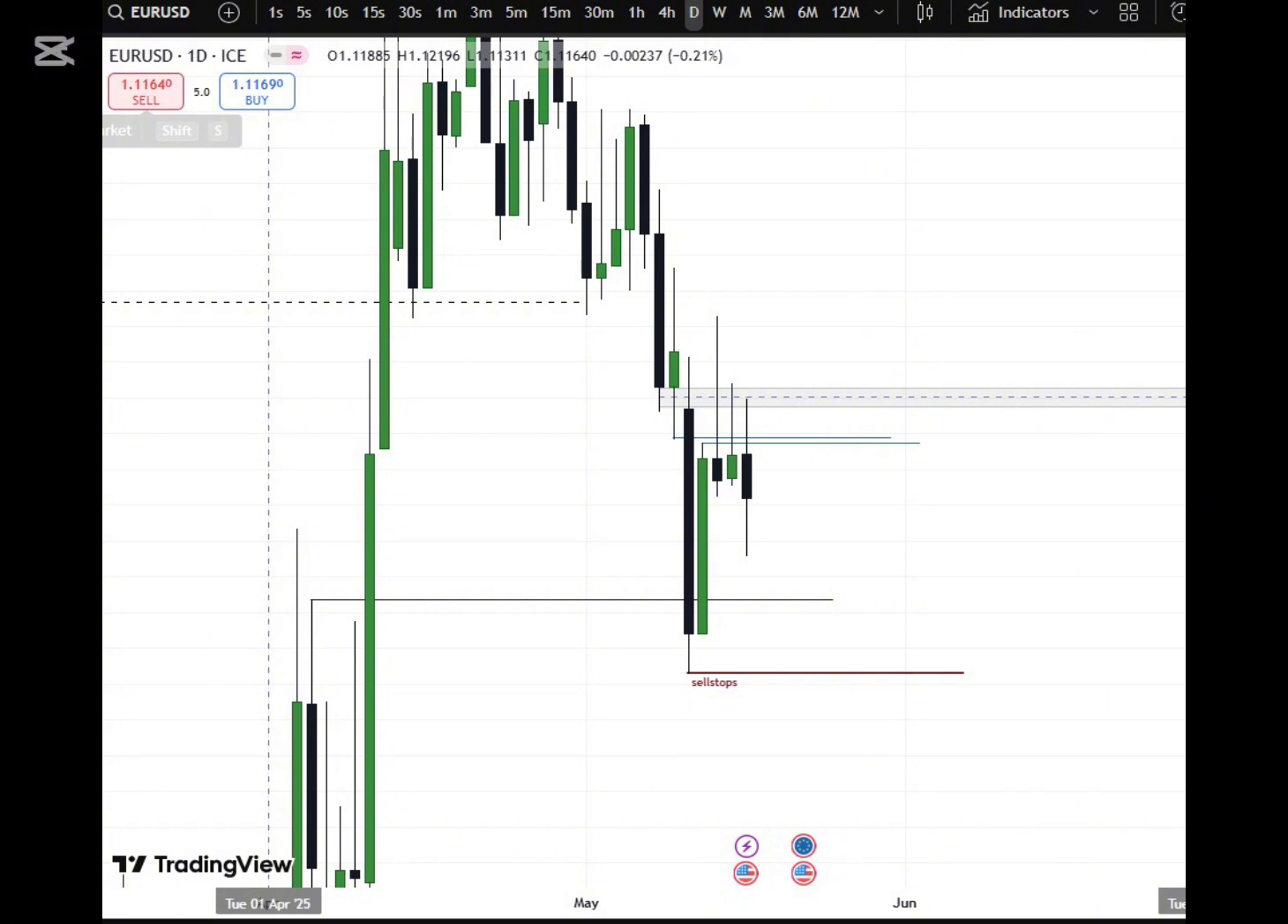Okay, so remember, it's from an area of an imbalance to another area of an imbalance, or either to an area of a gap, a high or a low, from an internal range liquidity to an external range liquidity. So our internal range liquidity is these gaps which are forming on this daily time frame, and our external range liquidity will be that low, sell stops marked below the market price.